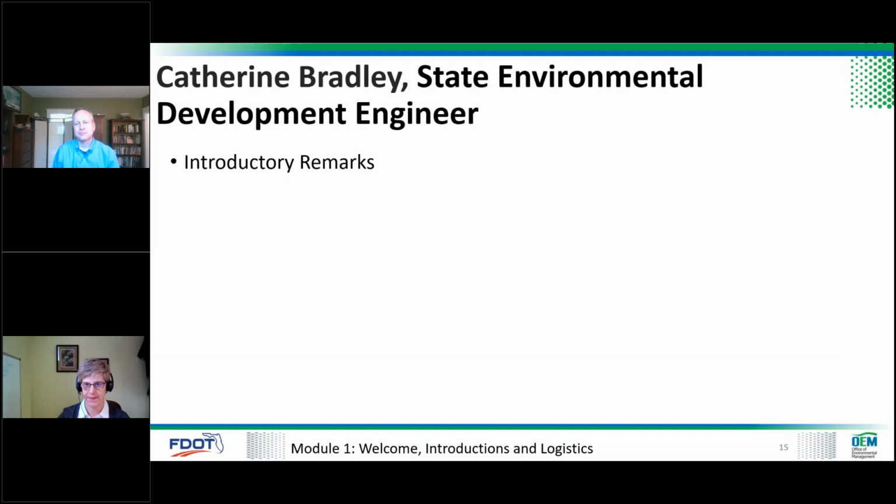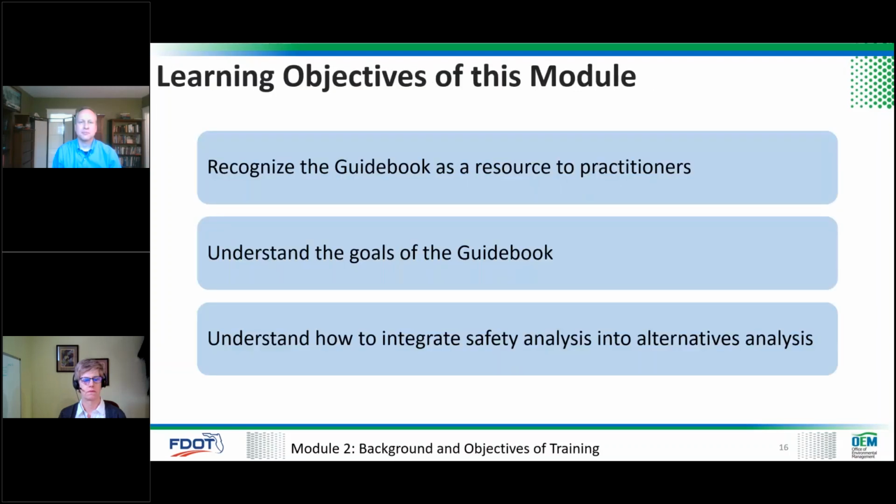And I was very excited to see that we have a safety analysis guidebook that is new. And I'm excited to see how we're going to quantitatively measure safety in PD&E studies. So I'm as excited to sit through this class as I am to introduce the class. With that, we can go to the next slide and we'll get on to module 2.